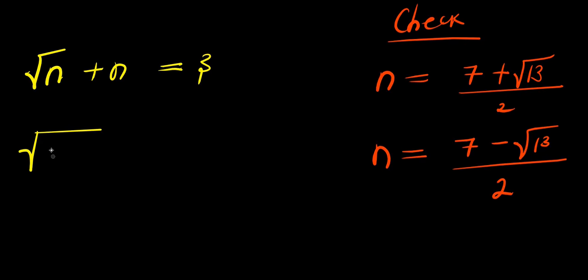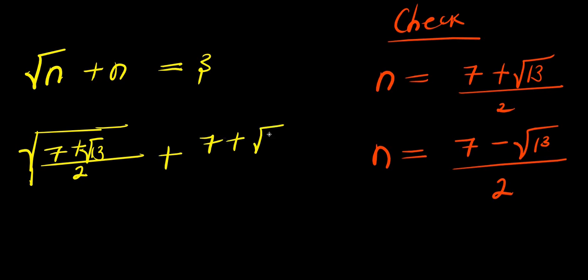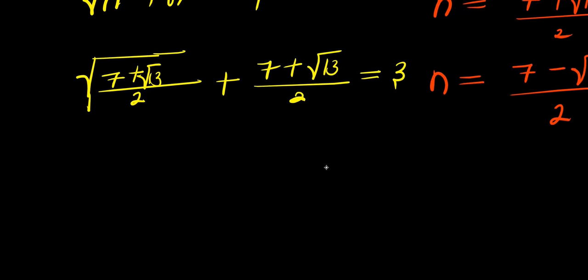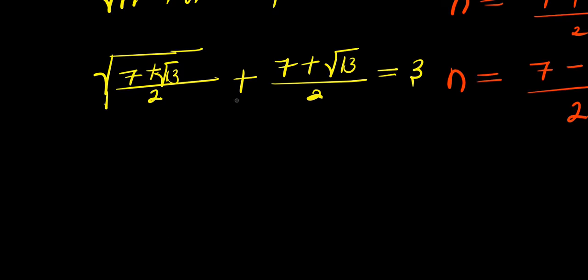This is square root of 7 plus root 13 divided by 2, plus 7 plus root 13 divided by 2, equals 3. Now, what we are going to do is find the square root of 13. So square root of 13 is approximately 3.606.